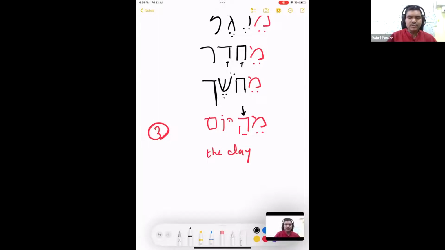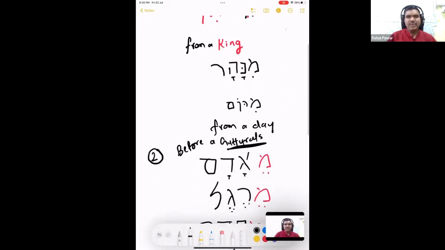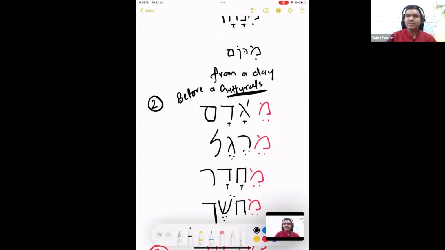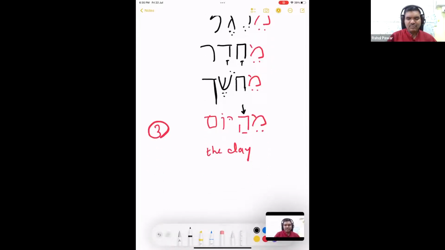So these are the three rules you need to remember. Rule number one is before a non-guttural, the first root letter will have doubling dagesh, and the pointing will be hirek only. So mimelek, minnahar, miyom. Then before a guttural, hirek will be heightened to sere and no doubling dagesh. And rule number three is mehayom, before article. It will be again rule number two only.